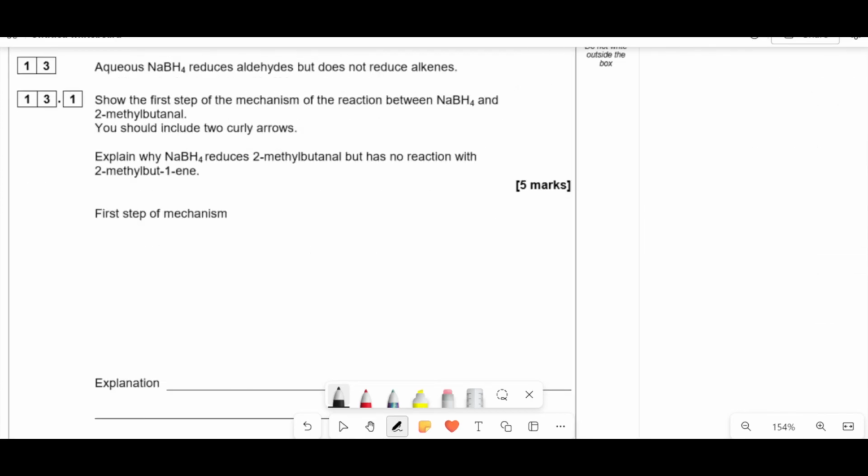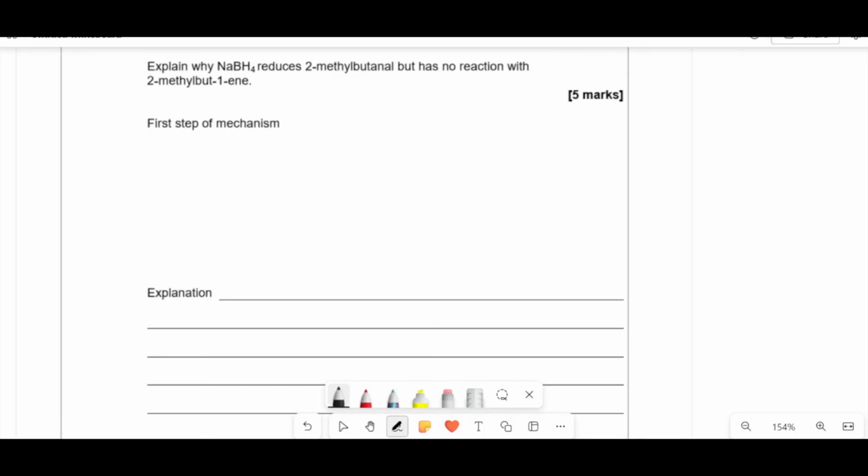There you go. Now it says aqueous NaBH4 reduces aldehydes but does not reduce alkenes. Show the first step of the reduction of the reaction between NaBH4 and 2-methylbutanal. You should include curly arrows and explain why NaBH4 reduces 2-methylbutanal but does not have any reaction with 2-methylbutene. All right, let's go. So first of all, we draw our structure. So CH3, CH2, CH, CH3, and then C double bond O.